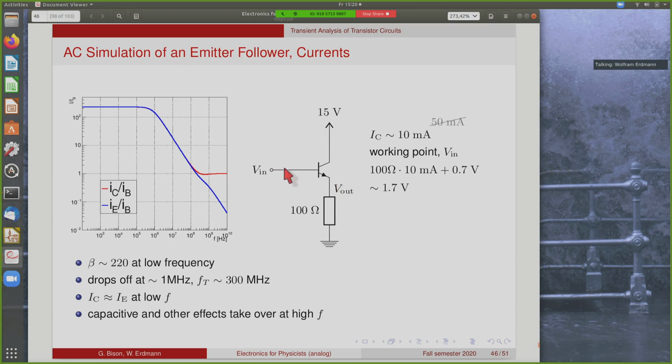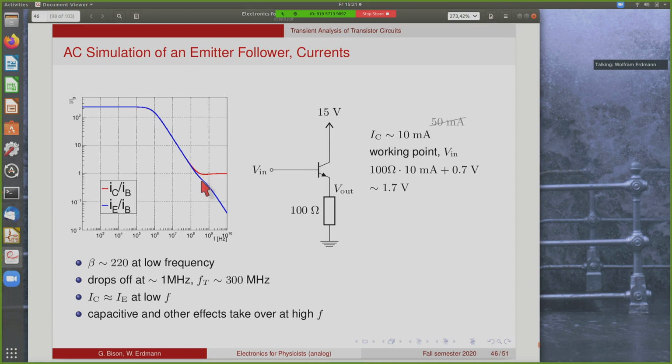and then plot the ratio of the current at the base divided by the current at the collector. So at low frequency you find the DC behavior. You get a ratio of about 220 or so, and this remains constant up to about a megahertz when you see that this starts dropping off. This is the knee point, and then you see this decrease of the current, and the point where the gain drops to unity is reached roughly at 300 megahertz.